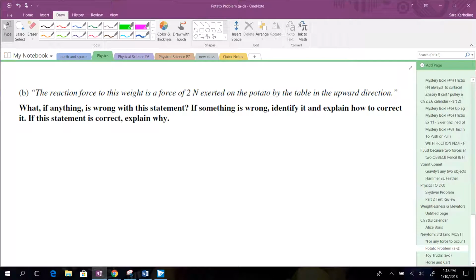They said reaction. I hate that. The force pair is what they really mean. So let's fix it. The force pair to this weight, or the force that goes along with this force, weight of 2 newtons exerted by the earth, is a force of 2 newtons exerted on the potato by the table in an upward direction. Do you agree with that? Or do we need to fix it?